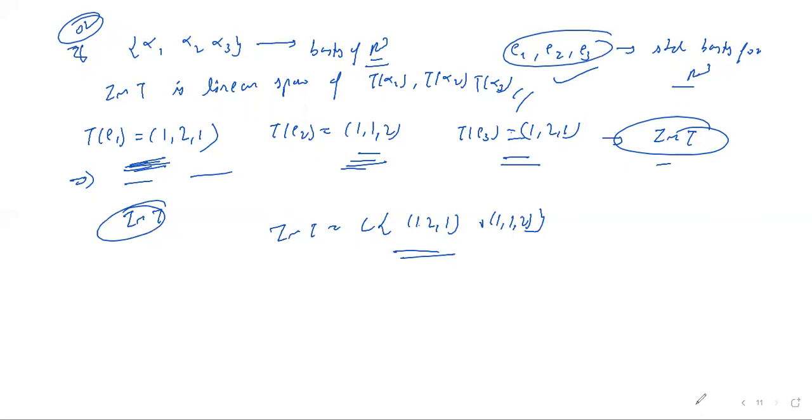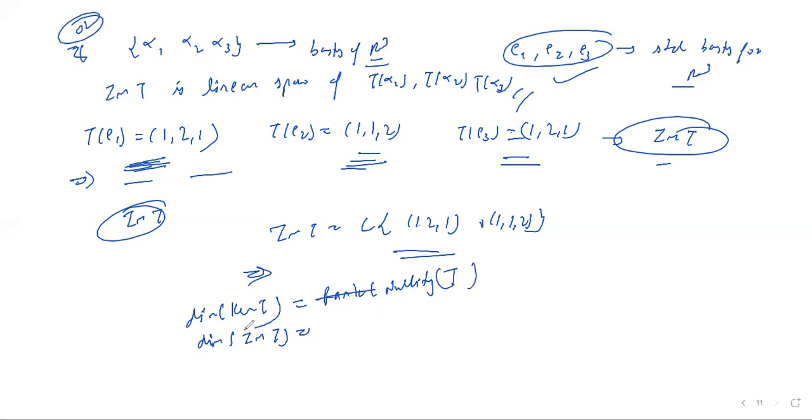Now, as I have taken into account the concept of dimension of kernel and dimension of image of T, the dimension of the kernel is said to be the nullity of the transformation, and the dimension of the image of T is said to be the rank of T. We will study this concept in more detail in the next lecture.